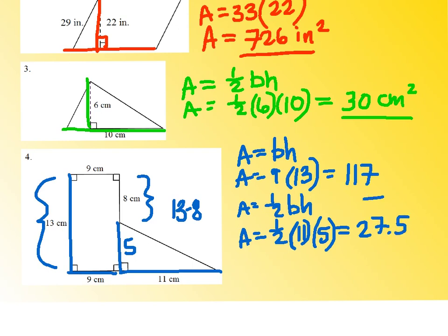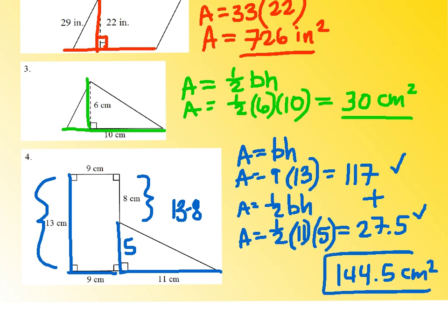So now if you just add these two together, because this is your area of your rectangle, here's your area of your triangle, you add it together and you get your answer of 144.5 centimeters squared. So here's our answer.